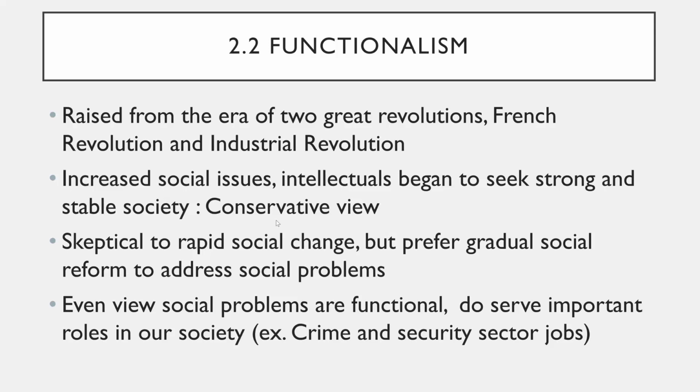So they had a very conservative view, very skeptical of rapid social change, and preferred gradual social change to address social problems. They even viewed social problems as functional, playing an important role for the society. For example, crime can play a role for the society because crime can increase jobs in the security sector. It may sound very funny and weird, but in the functional view, social problems can be a part of the society because they are a part of our social agencies.